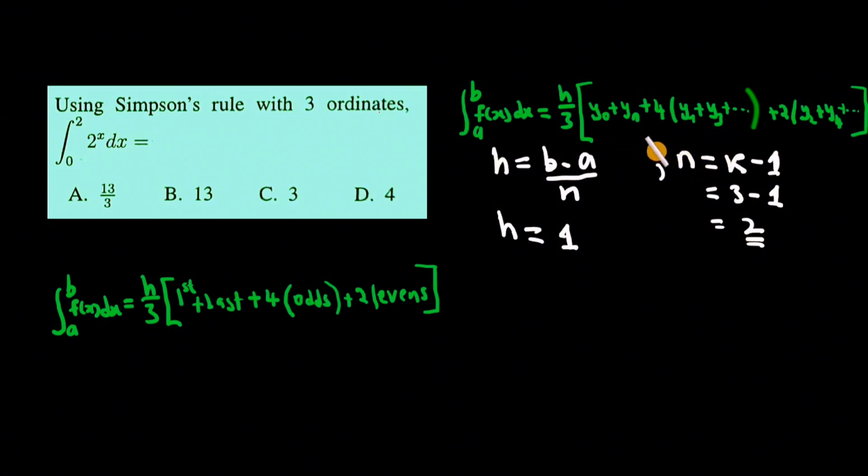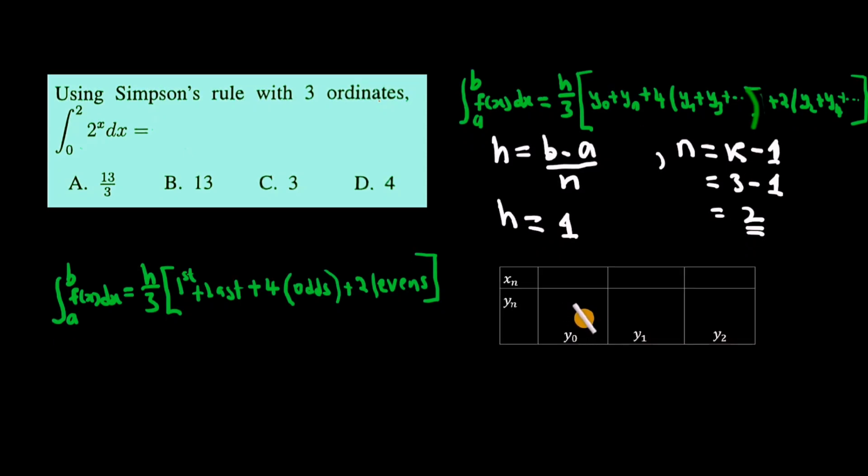Now I need to get y0, yn, y1, y3, and so on. To do this, I will come up with a table like this. These are the x values and these are the y values, that is, yn are the y values with their corresponding value of n. So when n is 0, we have y0. When n is 1, it is y1. When n is 2, the ordinate is y2.